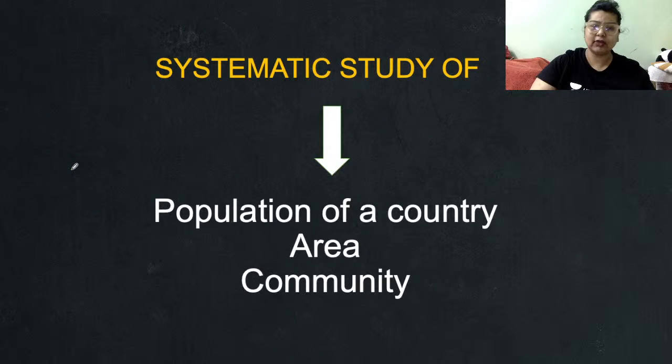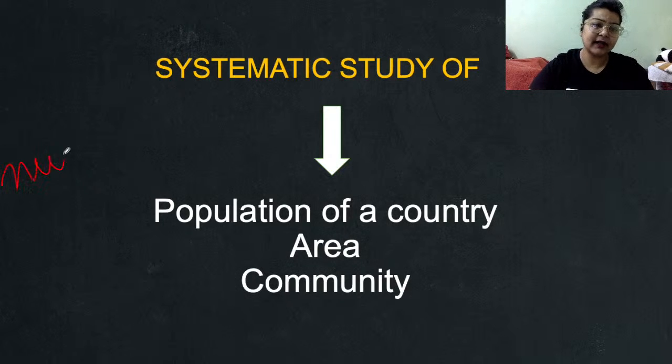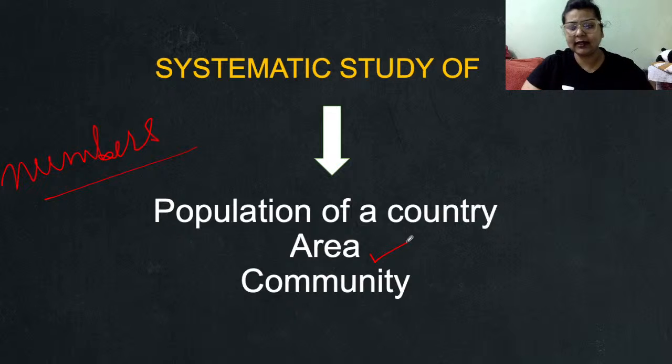Quickly moving on, demography is basically the systematic study of population of a country, area, or community. Please remember that it has to do a lot with numbers and the place. It can be the area, community, society, country, etc.